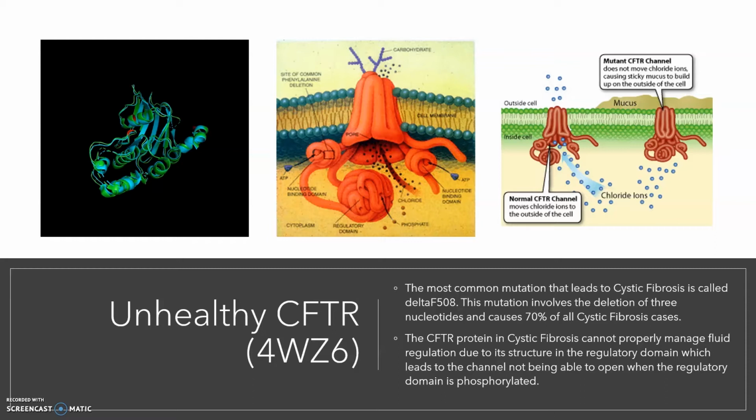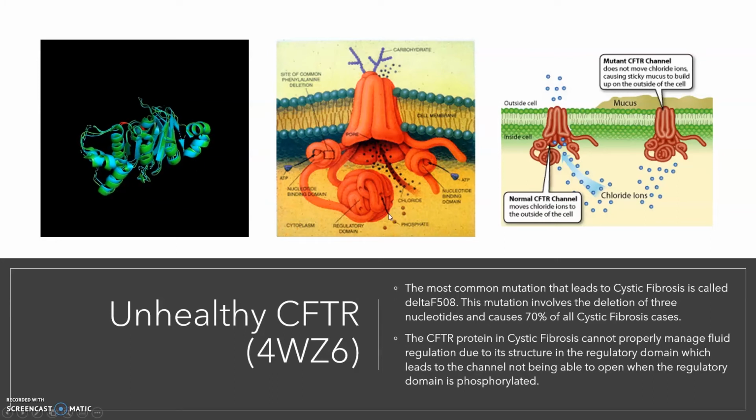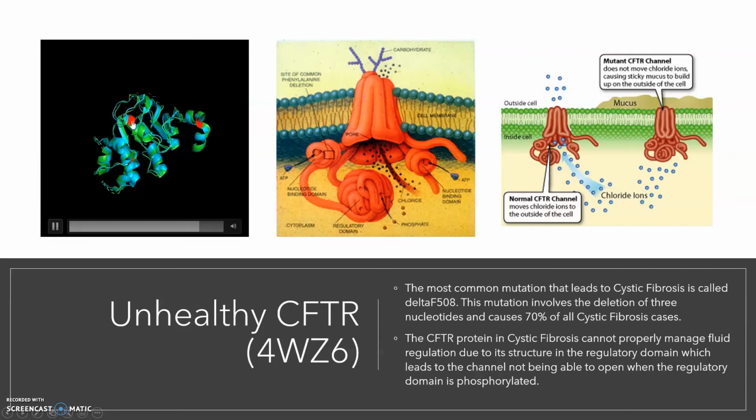This mutation involves the deletion of 3 nucleotides and causes 70% of all cystic fibrosis cases. And on the top left, I have a model of the 2 CFTR proteins on top of each other, and this region is just the regulatory domain because that's where the mutations occur, and the red parts are the mutations.